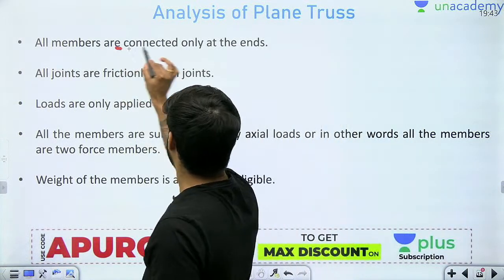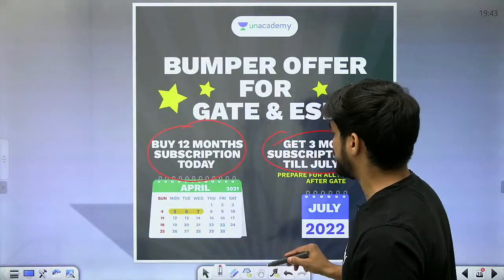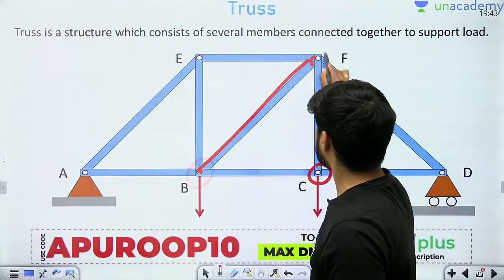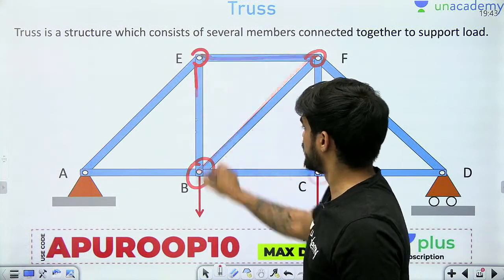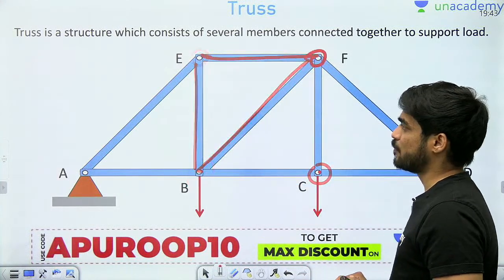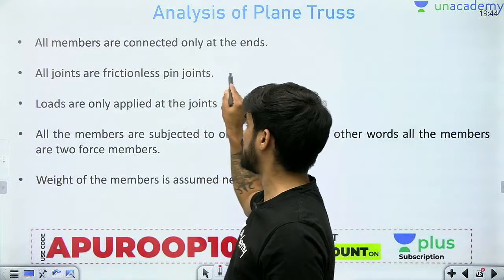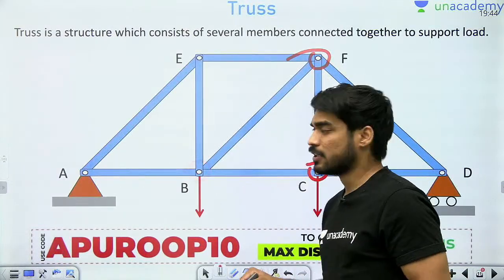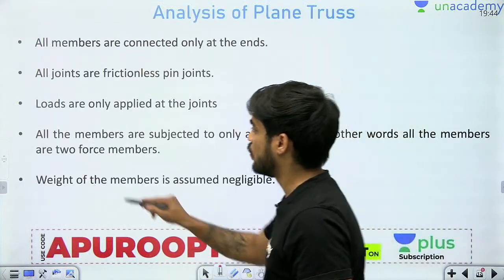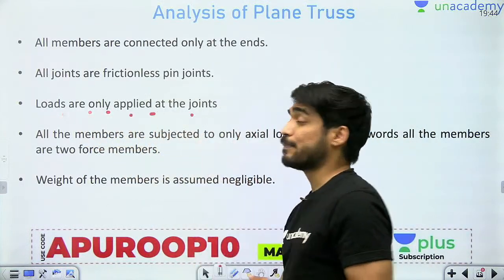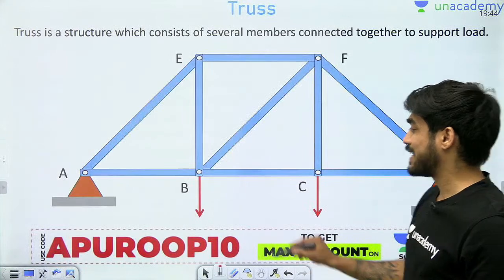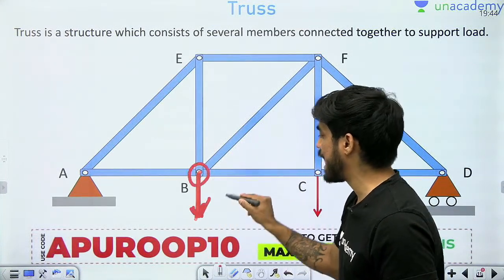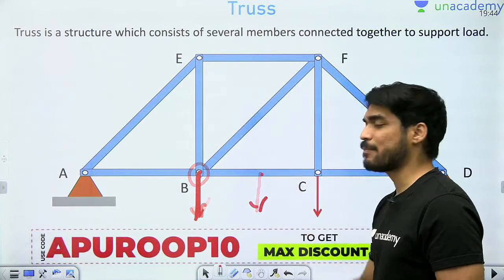All the members are connected only at the ends. जितने भी members हैं वो सिर्फ ends पे connected हैं. Okay, this is the first point. Then the second point is all the joints are frictionless pin joints. All these joints are pin joints. Third point, loads are only applied at the joints. जो external load है वो सिर्फ joint पे लगता है. Load acts only at the joints, not on the members.